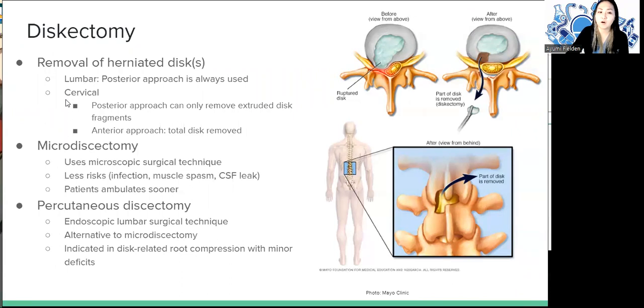Discectomy is removal of herniated discs. Again, it can be done in the lumbar or cervical spine, with a posterior or anterior approach, especially for the neck. Microdiscectomy uses a microscope to take off the disc. That's pretty cool, right? Percutaneous discectomy, so it gets smaller and smaller, is an endoscopic lumbar surgical technique. So why do we do this smaller incision now? The patient has less pain. They would walk more, right? They have fewer complications and they get to go home sooner. So it's really a win-win for everyone.